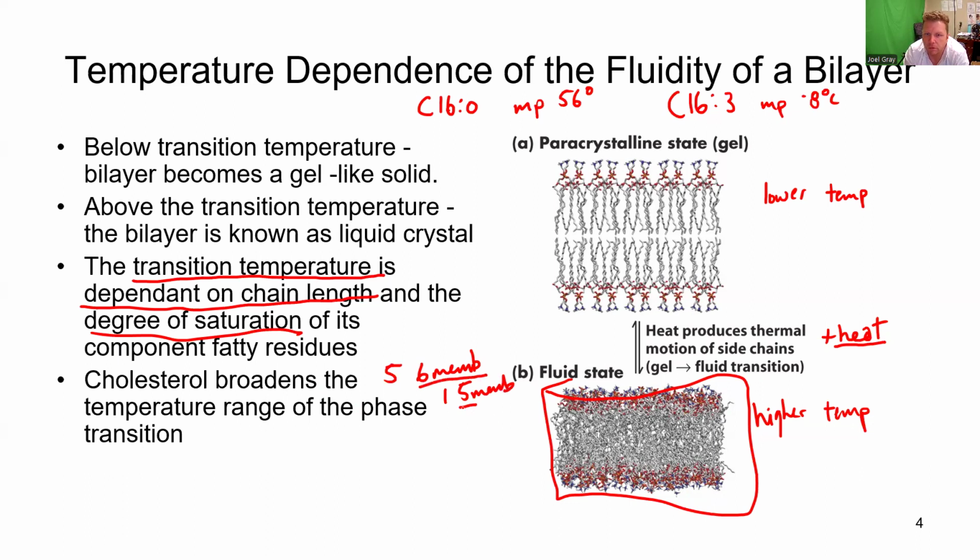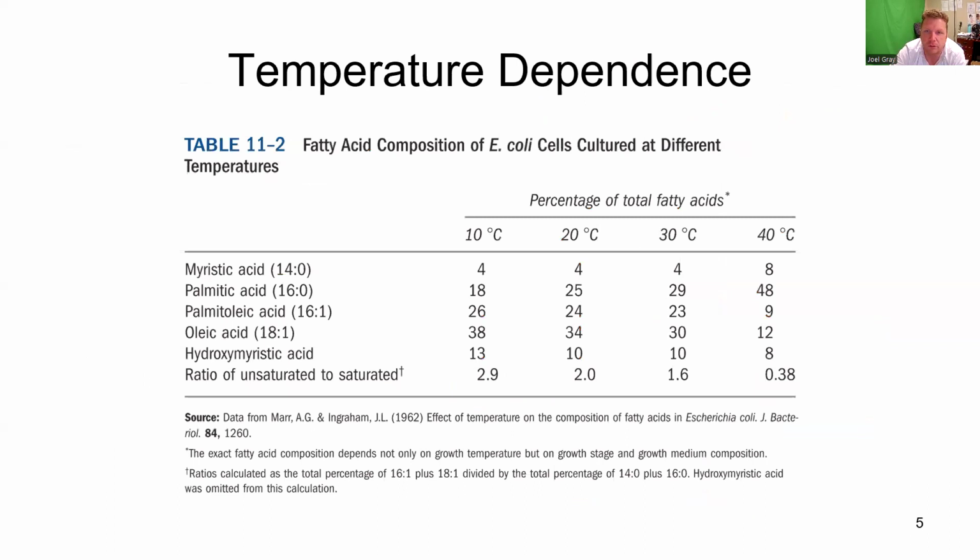6 5-mem and 1 5-mem. Sorry, 5 6-mem. What this is going to do is it's going to insert itself. So you're going to have a cholesterol molecule right here. And that is going to have an impact on the stability of a membrane and basically the overall structure of that membrane. So it's going to change the temperature range of that phase transition.